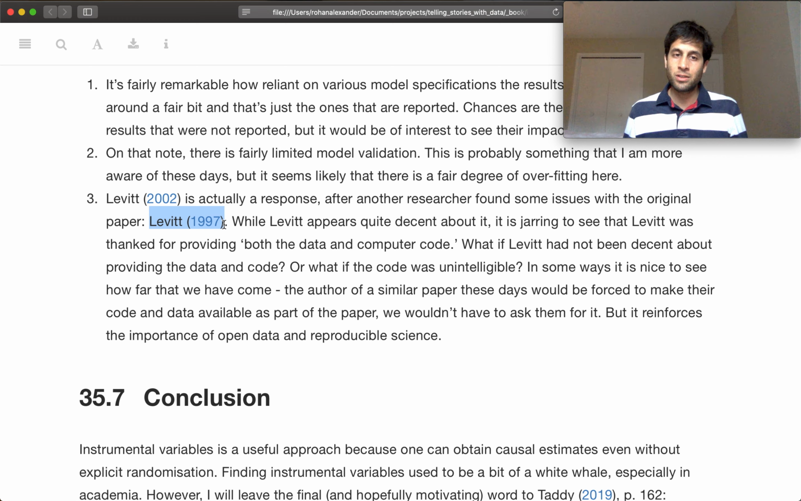So it's very important. In the final section, we'll just make some concluding remarks.